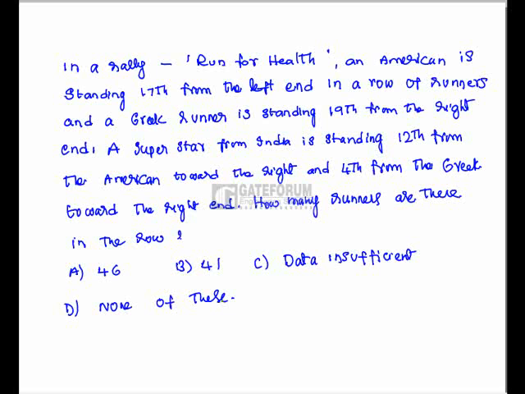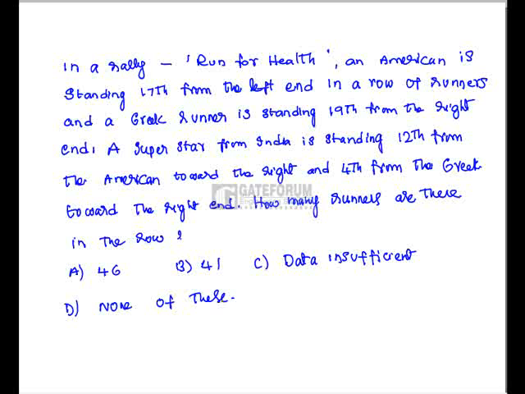In a rally, Run for Health, an American is standing 17th from the left end in a row of runners, and a Greek runner is standing 19th from the right end. A superstar from India is standing 12th from the American toward the right and 4th from the Greek toward the right end. How many runners are there in the row?